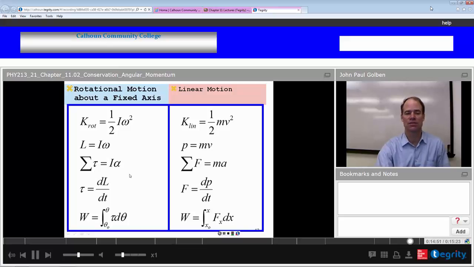Newton's second law for torques: the net torque is equal to moment of inertia times angular acceleration. Net torque is equal to the change of angular momentum with respect to time. And work is equal to the integration of torque over an angle. All of these are analogues of linear motion.